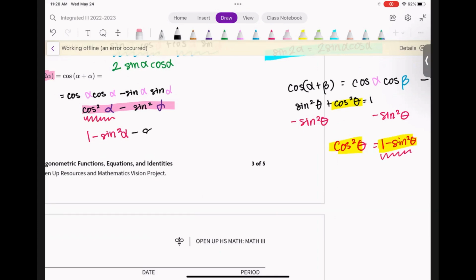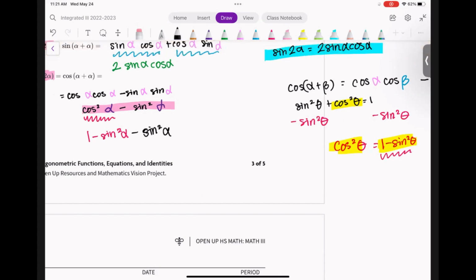Minus sine squared alpha. I can't write. This is challenging today. What's 1 minus sine squared minus sine squared? Does anybody see anything you could do? Some of you are like, yeah, Miss Johnson, look, these two, this is an orange minus an orange. So it's minus 2 oranges, right? So it's 1 minus 2 sine squared alpha.